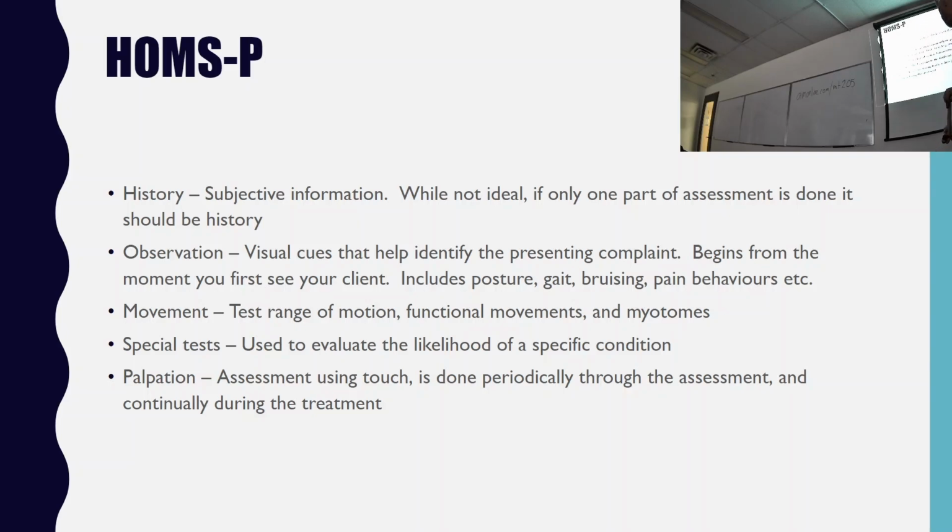What is a myotome? We'll talk in more detail, but it's a muscle or group of muscles innervated by a specific nerve root, to be specific. So it's looking at whether there's a dysfunction in the nerve root, a dysfunction in muscular contraction due to a neurological issue, where the muscle isn't firing properly.